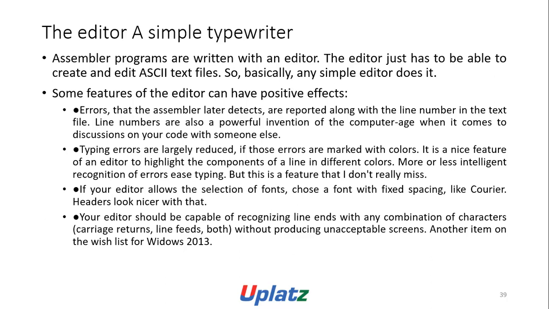Some features of the editor can have positive effects. Errors that the assembler later detects are reported along with the line number in the text file. Line numbers are also a powerful invention of the computer age when it comes to discussing your code with someone else. Typing errors are largely reduced if those errors are marked with colors. It is a nice feature of an editor to highlight components of a line in a different color. The more or less intelligent recognition of typing errors is a feature that I don't really miss.